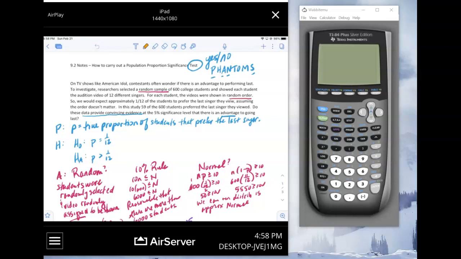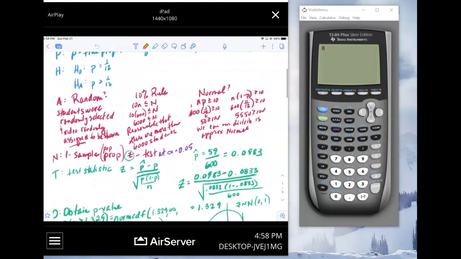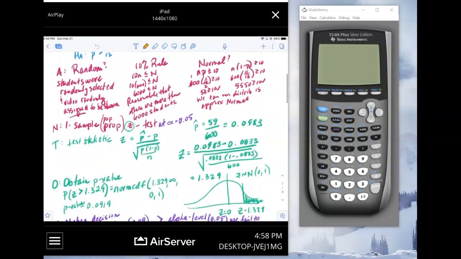Okay, this is instructions on how to use your calculator to do a proportion significance test. So once we make it down to where we know it is a one sample population proportion Z test at the alpha level of 0.05, we can use our calculator to verify the numbers that I have put onto the screen under T for test statistic and O for obtain p-value.